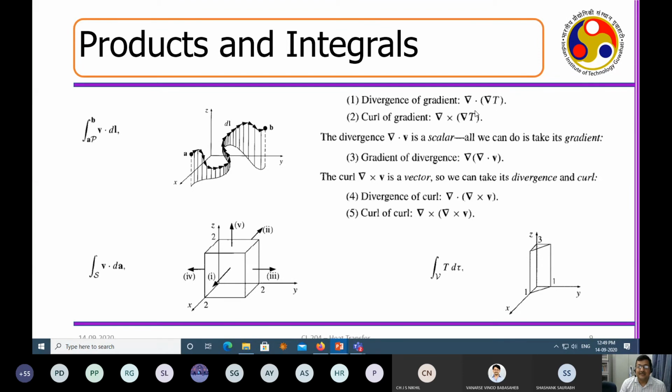The curl of the gradient of T is this. Suppose this will become a vector. Now this is another vector. If you take a cross product, this will be another vector which will be perpendicular to this as well as perpendicular to that. Now the divergence of V is a scalar. If you take a gradient of that, then this will become what? This will become a vector.